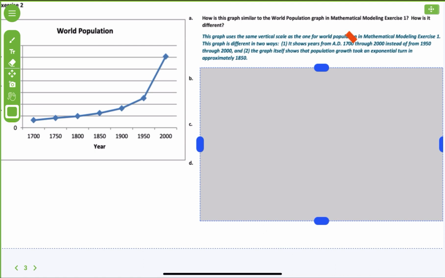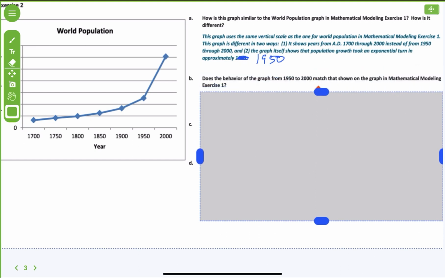And the second thing is that the graph shows that the population growth took an exponential turn in approximately 1850, this says. I would say it took an exponential turn closer to 1900 and even 1950 instead of 1850. There's not that much of an increase between here and here. So I don't know how they would actually have said it was 1850. I would say closer to 1950. Okay, because that's when we have to see a huge change starting. So I think the answer key may be a little wrong on that one.